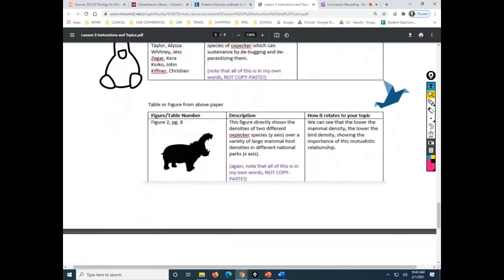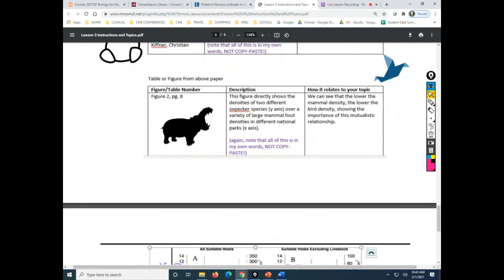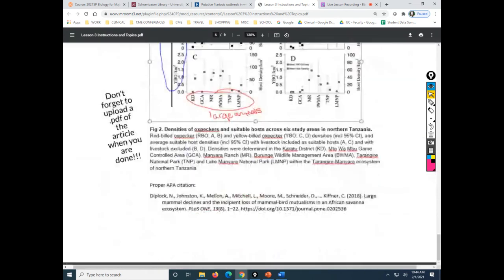Okay, same thing if I look at my figure. All I've done here is tell you where it is. It's the second figure. It's on page 8 of the article, which you will also turn in. You're going to download two things, this and then the actual article so I can look at it. Okay, again here, what is the figure about? I do not want to copy.